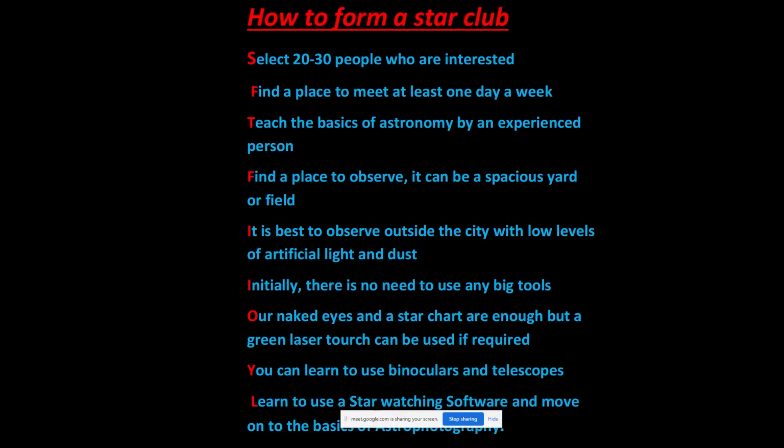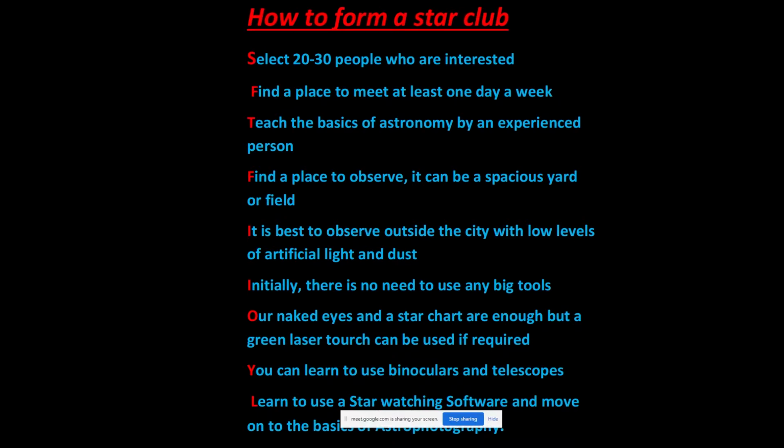But how to start a star club? In my viewpoint, certain points may help you. Select 20 to 30 people who are interested in astronomy. That is the main point. Interest is the main point. I told you that interest comes from love. That is very important. Uninterested people gathered in a collection is not useful for us.